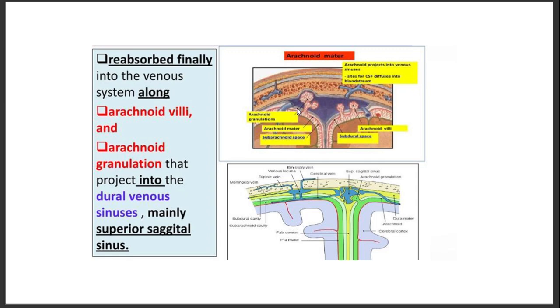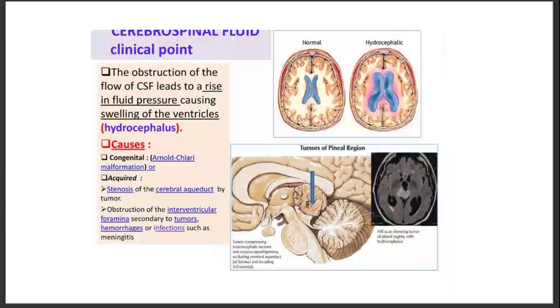You have a lot of dural venous sinuses. These are big veins that collect blood. So it's no longer cerebrospinal fluid at this point, it has become blood again, and it will go to the rest of the body. It will be pumped to the heart, and then pumped again to the rest of the body, and it continues like that.